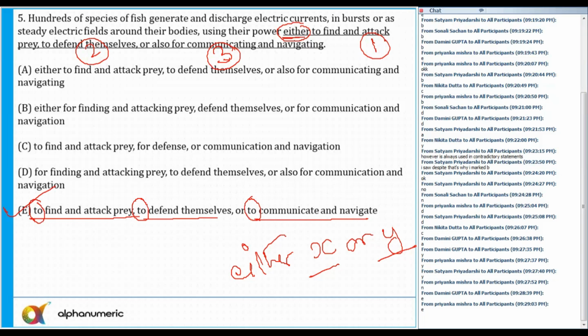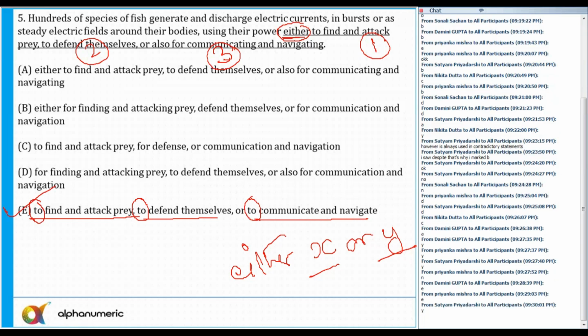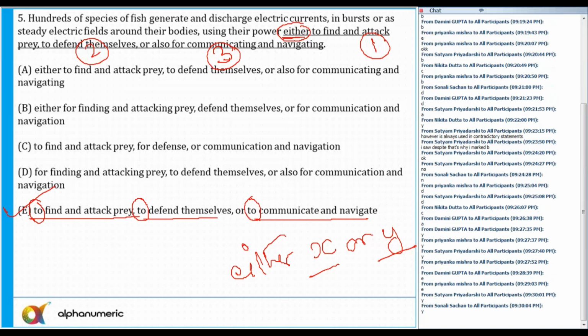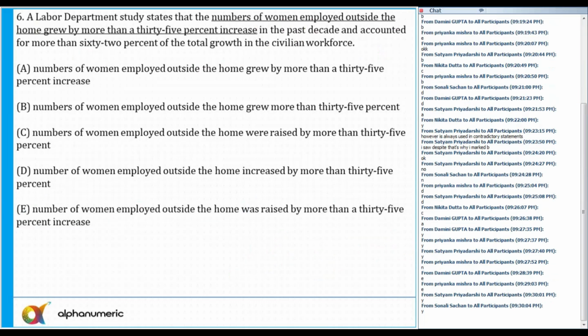Did you understand? Okay. Then let's move to the next five. Question 6 to 10. Please take a look at 6 to 10 and let me know when you're done. Okay, I believe everybody is through.